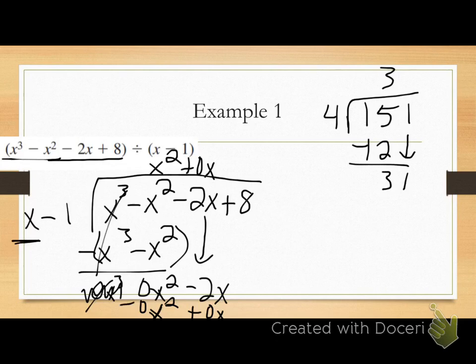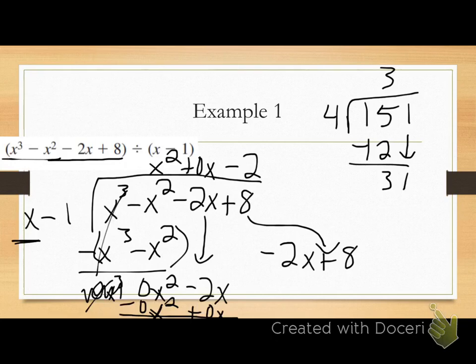So, subtract. What's negative 2x minus 0x? Negative 2x. And what do I do with that 8? Bring it down. Everyone okay with that? Now I'm asking myself, x times what would give me negative 2x? Negative 2. So, minus 2.